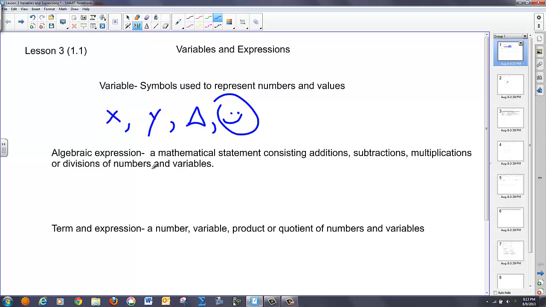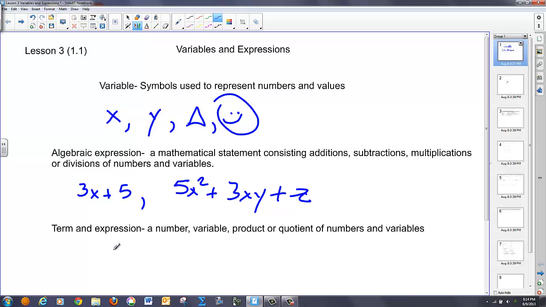Algebraic expressions, as it states, is a mathematical segment consisting of addition, subtractions, multiplications, and divisions of numbers and variables grouped together. So let me give you a couple examples of an expression. 3x plus 5 is a case where I have numbers and variables multiplied together, added to another number. I could have something like 5x squared plus 3xy plus z, something like that. Those are numbers and variables added, subtracted, and multiplied together.